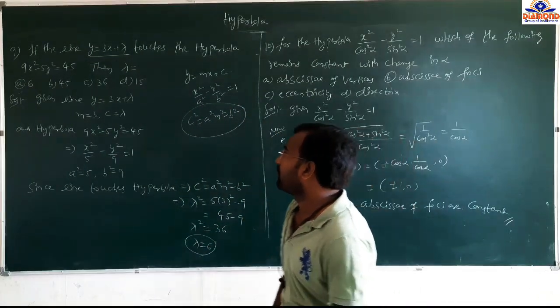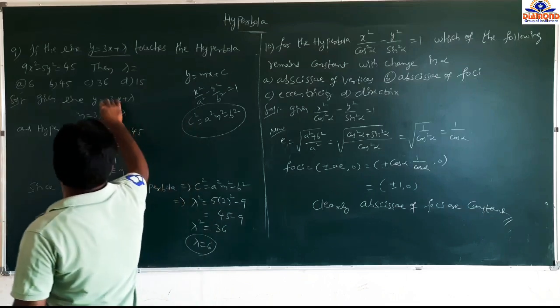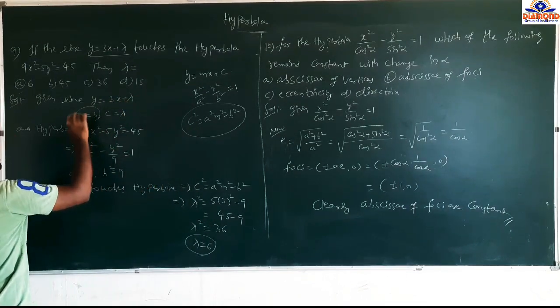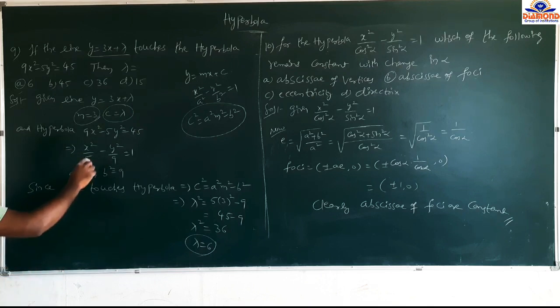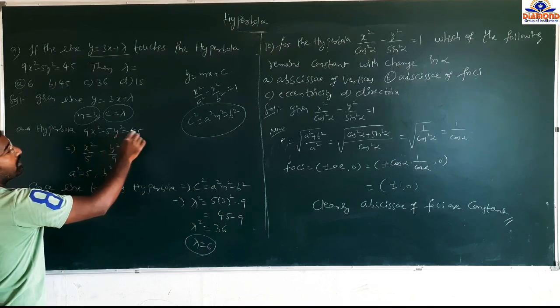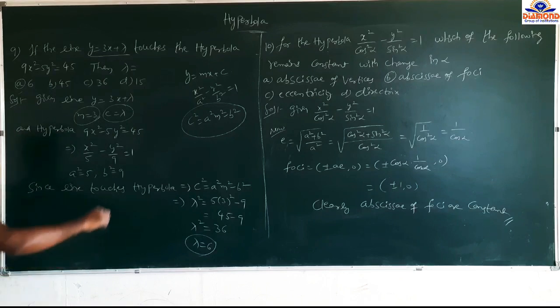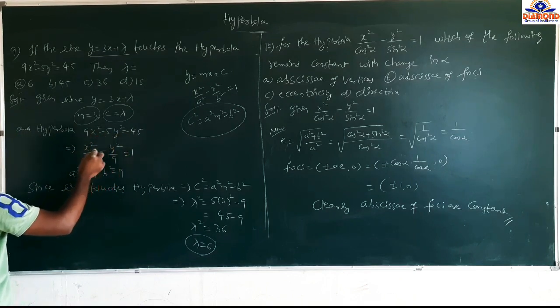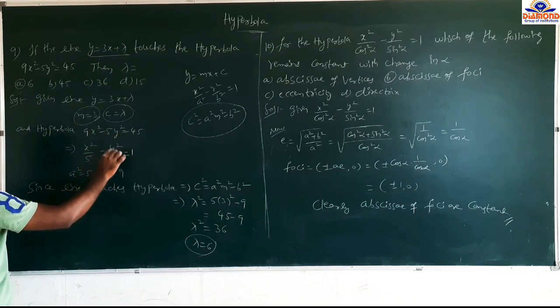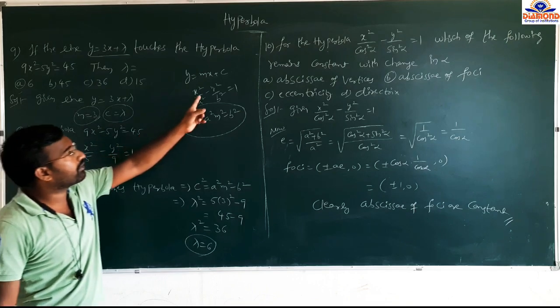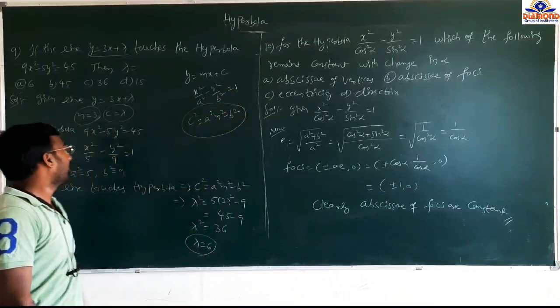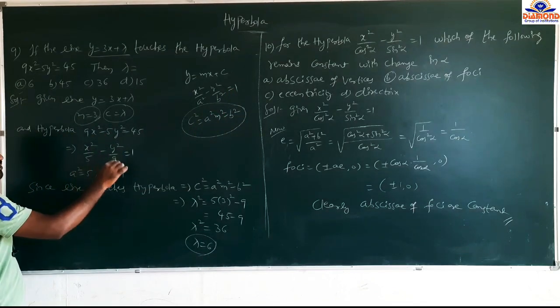This is the touching condition. So substitute here, the given line compared with y equal to mx plus c, you get m value is 3, c value is lambda. This is the unknown value you have to find out. The given hyperbola 9x square minus 5y square equal to 45. Both sides divided by 45. What you get? x square by 5 minus y square by 9 equal to 1. So compare with x square by a square minus y square by b square equal to 1. You get a square equal to 5, b square equal to 9.